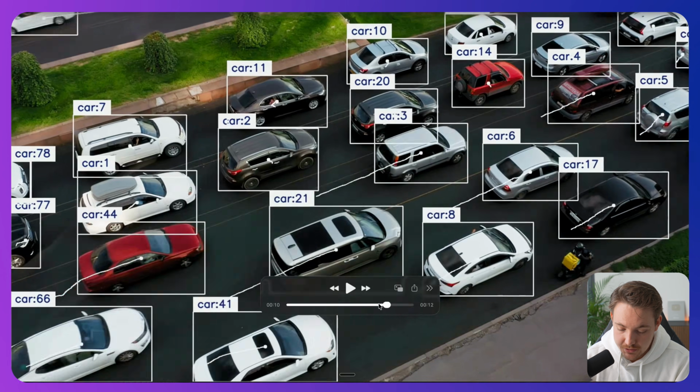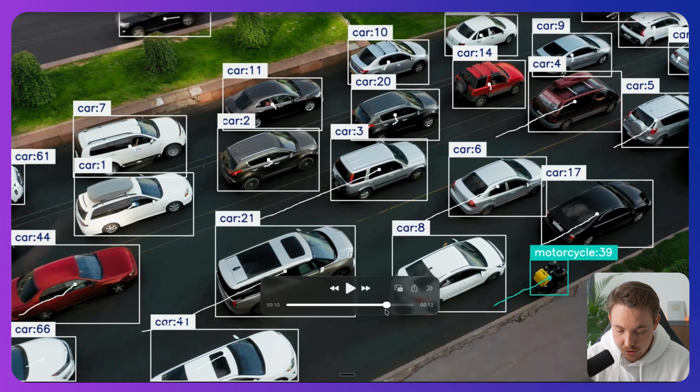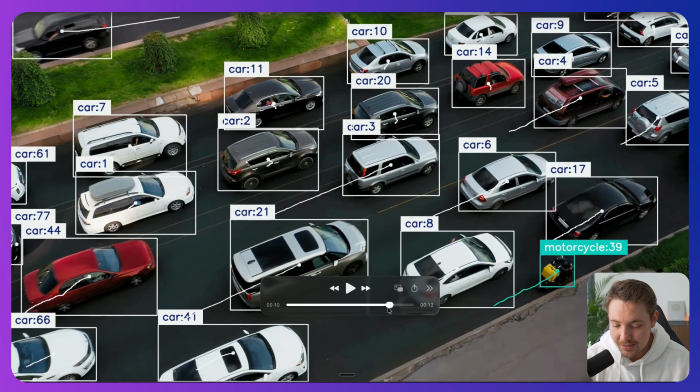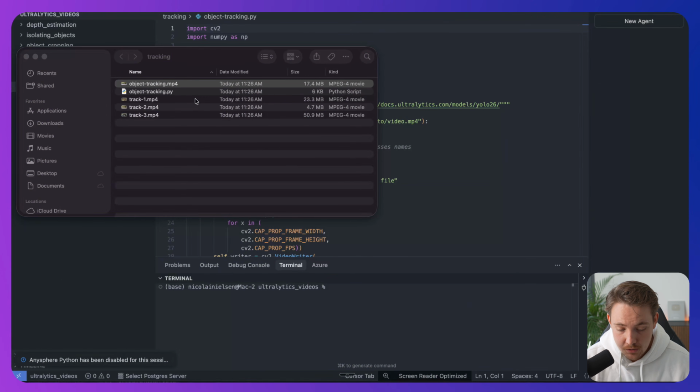You can see all the cars here. They keep each other's track ID. So we have car 21, we have car 8, 6, 3, and so on, and they just stay the same over the video. So this is very, very essential in most computer vision systems out there, unless you just want to detect something on individual frames or images. So this is pretty cool.